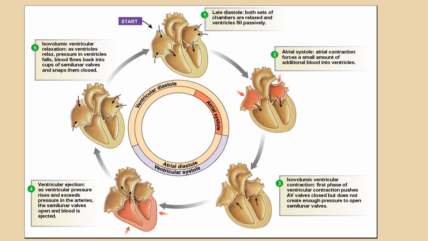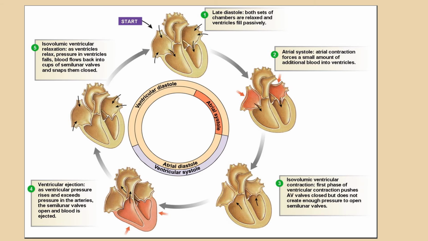So for a brief window of time, all 4 valves are closed. The 2 AV valves are closed, the tricuspid and the bicuspid, and the semilunar valves are closed. So there's no blood entering the ventricles and there's no blood leaving the ventricles. This is why it's isovolumetric ventricular contraction. So the ventricles have just started to contract. They've increased the pressure in the ventricles enough to close the AV valves, but not enough pressure to open the semilunar valves.